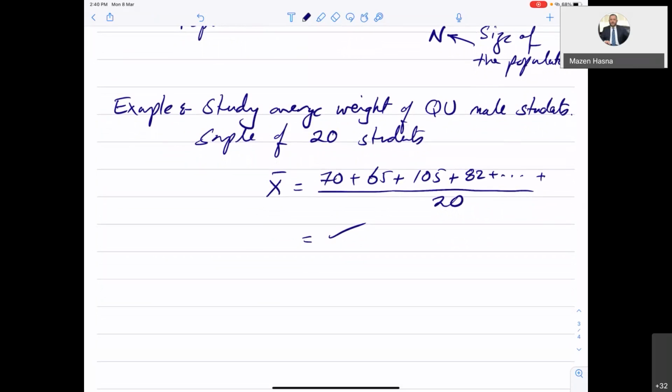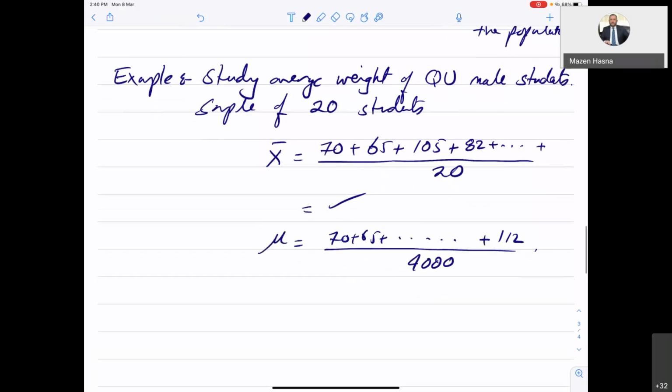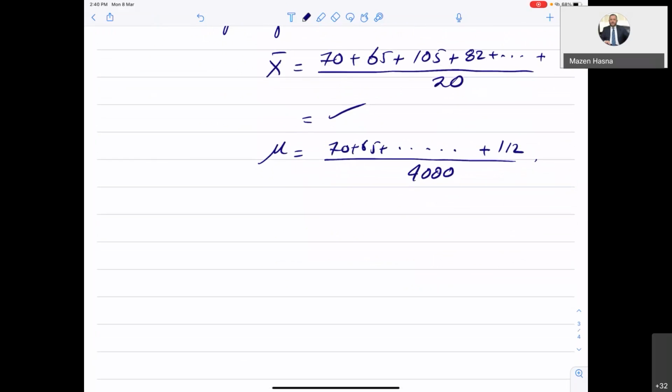If somebody told you, okay, we have only around 4,000 or 5,000 male students in Qatar University, then let's measure them all. If you manage to do that, you will get mu, so 70 plus 65, all the way over 4,000. Let's assume that all students are 4,000, then you get the exact average weight of the students in Qatar University.